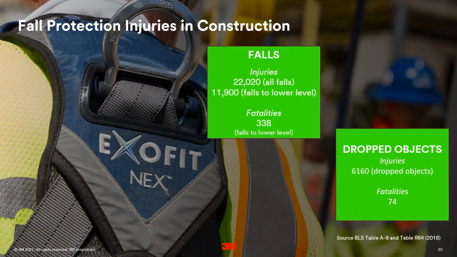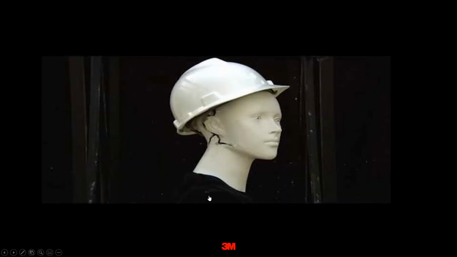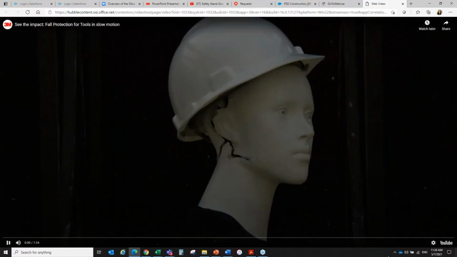All right, fall protection industries in construction. So like I said, 22,000 falls in 2018, 11,000 falls to a lower level, and 300 falls that resulted in a fatality. When you look at dropped objects, there were over 6,000 dropped objects and 74 fatalities due to dropped objects. So why should we care about dropped objects? What happens if an 8-pound object falls on your head?